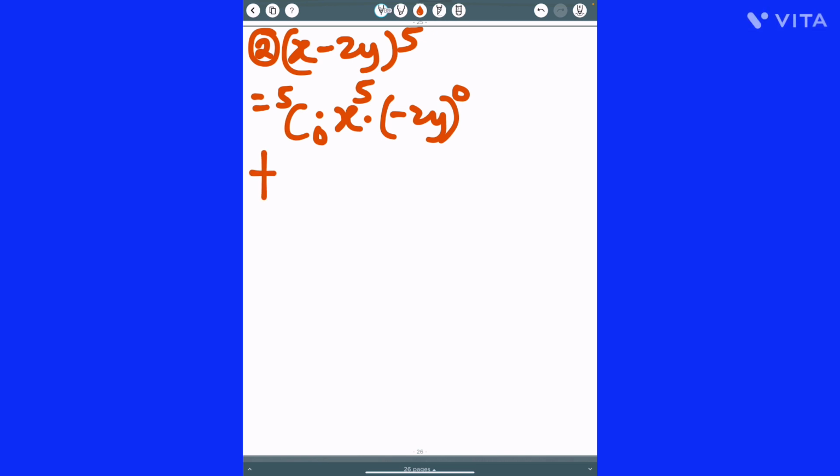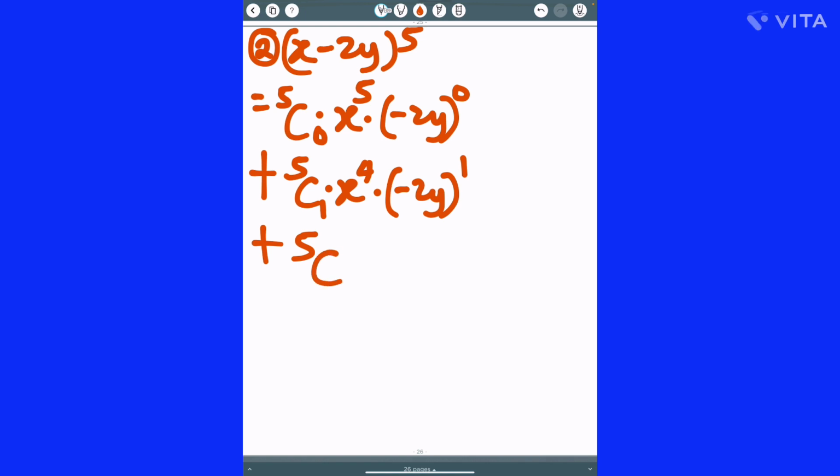Plus, my second term will be 5 combination 1 for its coefficient. 5 combination 1 times take x, raise it to power 4 now instead of 5. Then take −2y, raise it to power 1 now. −2y raised to power 1. I think I should just list it vertically like this without trying to squeeze it on a single line.